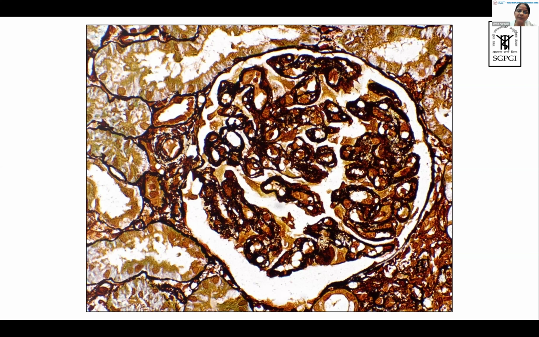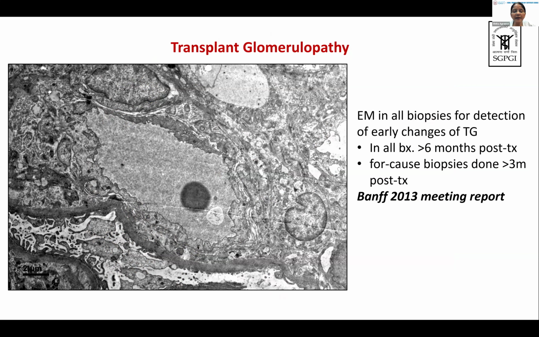So we have to differentiate between these two conditions based on the other features that we look at in a graft biopsy. So when we look at it in electron microscopy, transplant glomerulopathy will show you the subendothelial widening. And you can see this multilamellation and the duplication of the glomerular basement membrane. So you will see when you look at it in the light microscopy, you will see two layers of the glomerular basement membrane which are running. So this is known as transplant glomerulopathy.